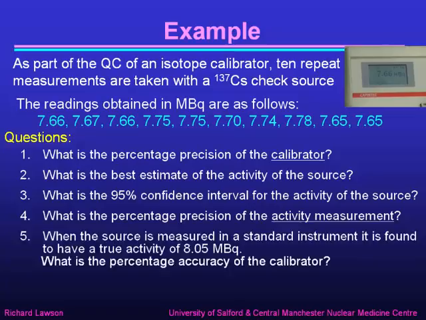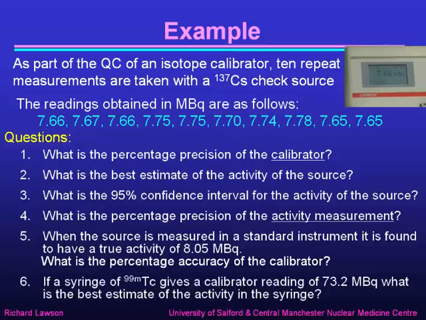And fifth, when the source is measured in a standard instrument, it's found to have a true activity of 8.05 megabecquerels. So what is the percentage accuracy of the calibrator? And finally, if a syringe of technetium-99m gives a calibrator reading of 73.2 megabecquerels, what is the best estimate of the activity in the syringe?